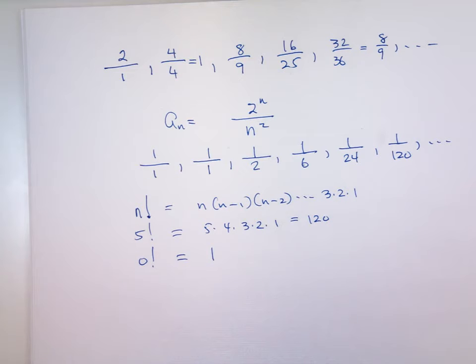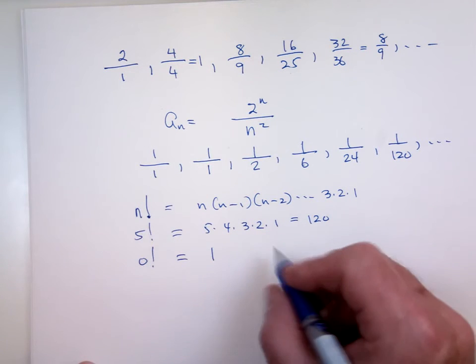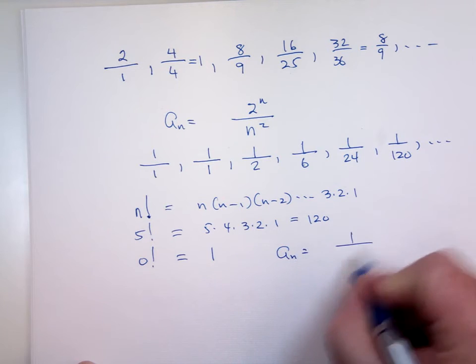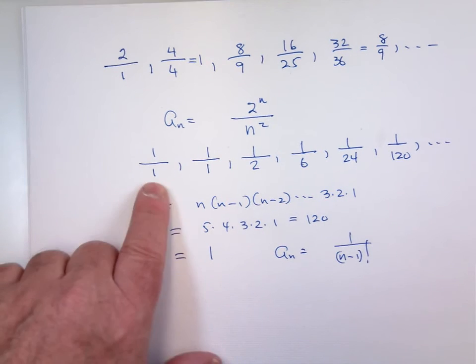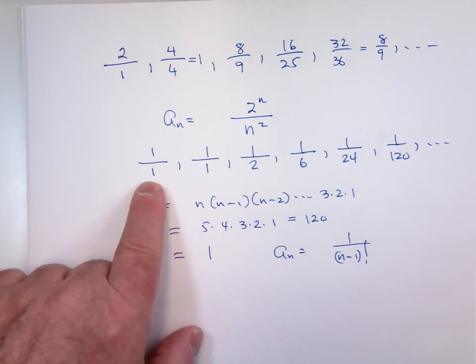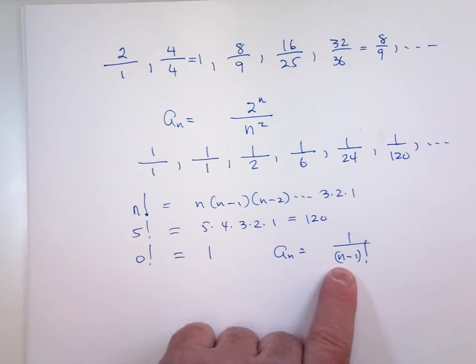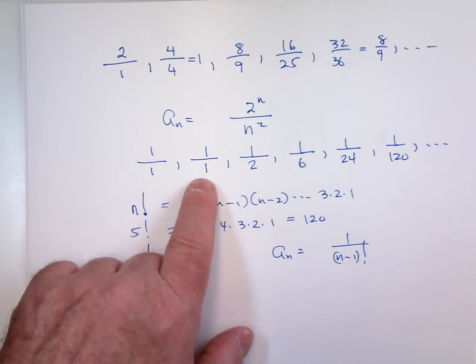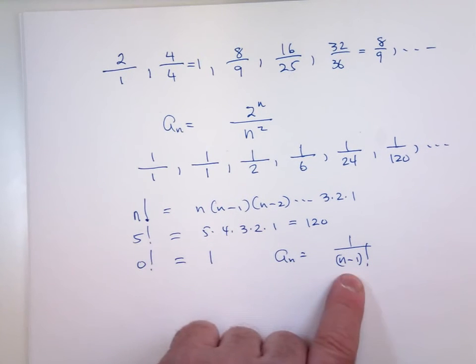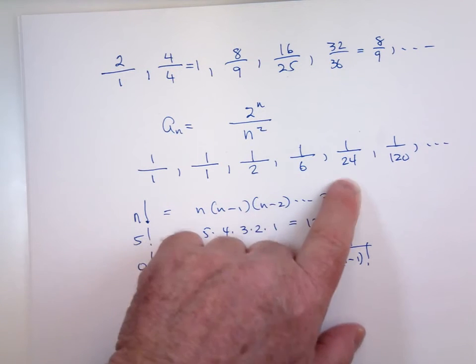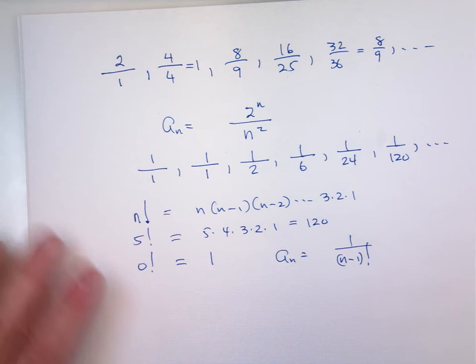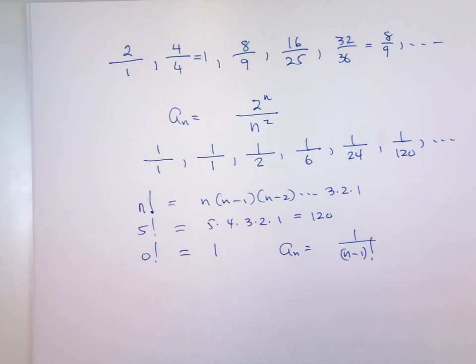Okay? So what's the formula for this one? The nth term would be 1 over n minus 1 factorial. When n is 1, you get 0 factorial, which is 1. When n is 2, you get 2 minus 1, which is 1 factorial, which is 1. When it's 3, you get 3 minus 1, 2 factorial, which is 2. And then you get 3 factorial, 6, 4 factorial, 5 factorial, etc. Does this sequence converge or diverge?